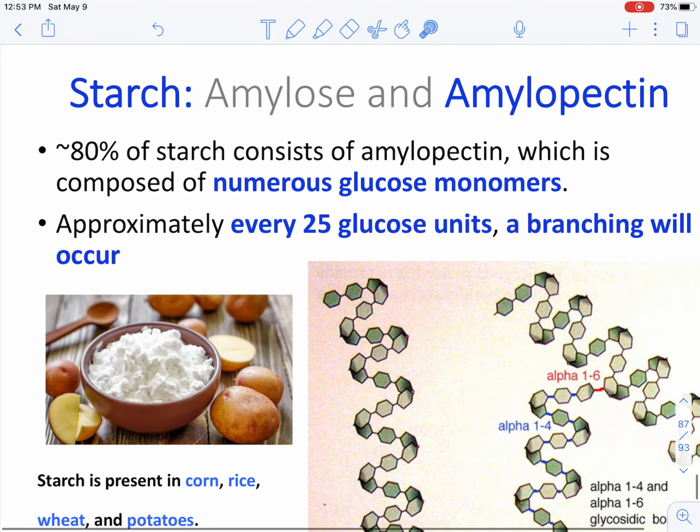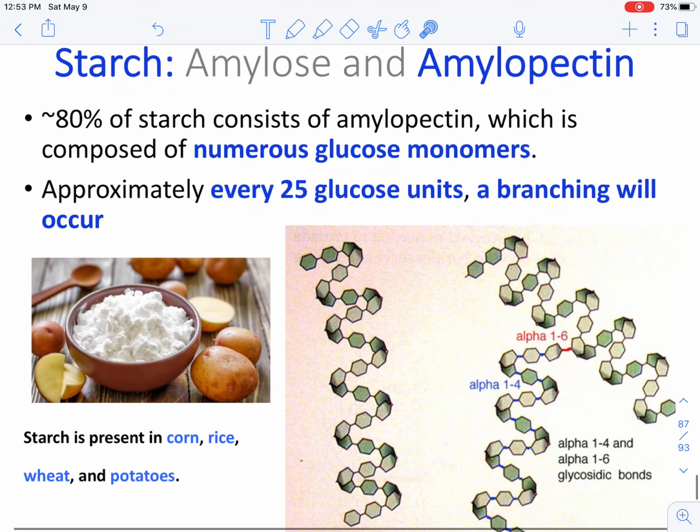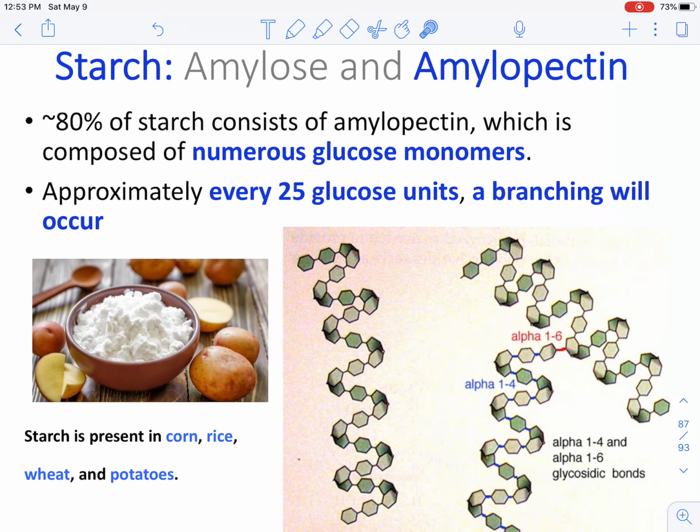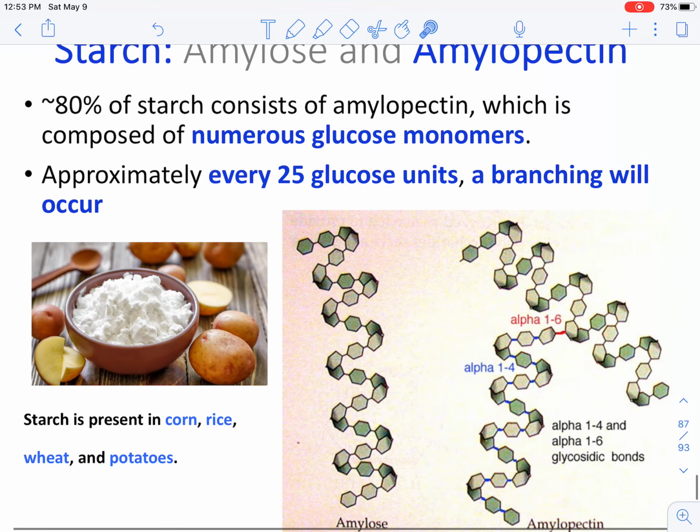All right, so let's go ahead and talk about amylopectin. Amylopectin makes up 80% of starch. This is where our complex carbohydrate comes into play. The reason why it's a complex carb is just because we have branching of that linear chain.